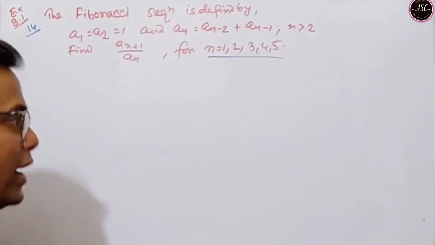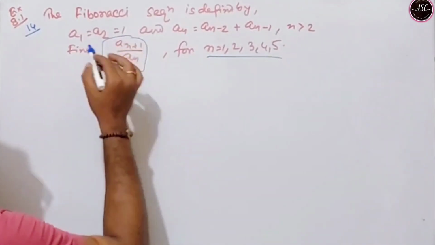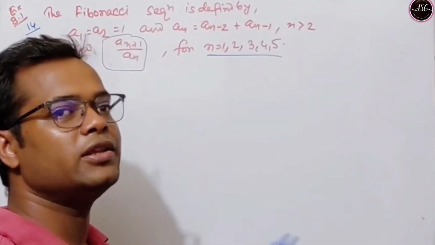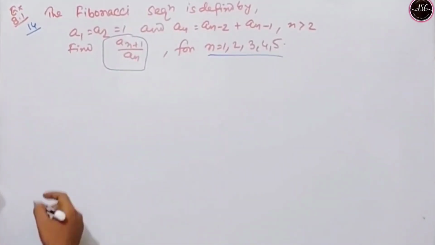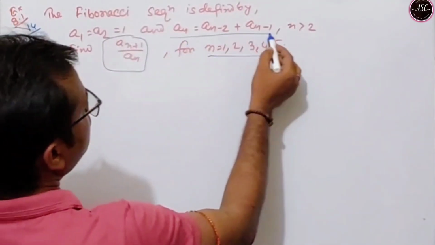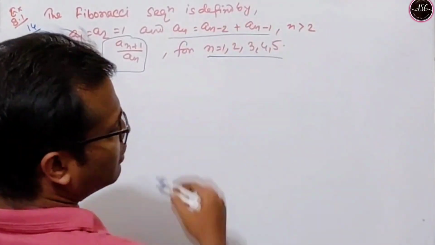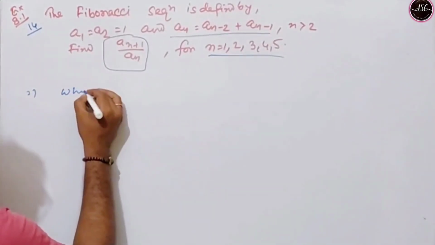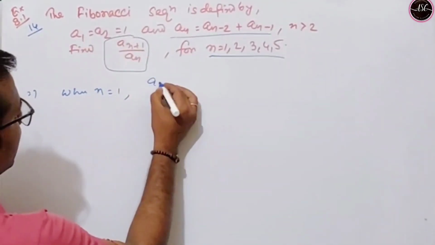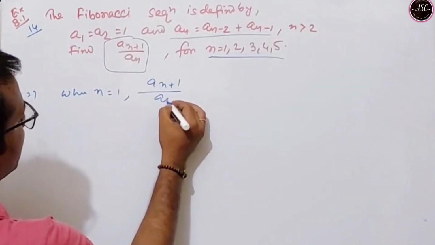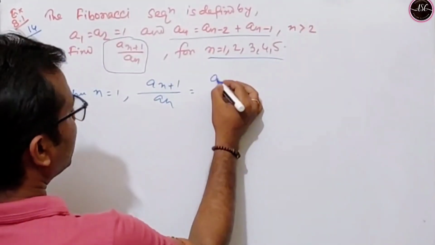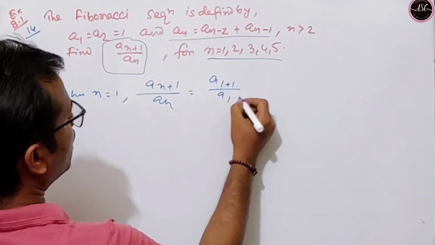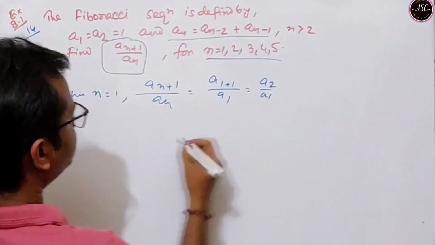So we have to find this term when n is equal to 1, when n is equal to 2, when n is equal to 3, when n is equal to 4, when n is equal to 5. So here, look, we first find this term. Okay, let when n is equal to 1, A(n+1) divided by An equal to, here n equal to 1, that means 1 plus 1, A2 by A1.